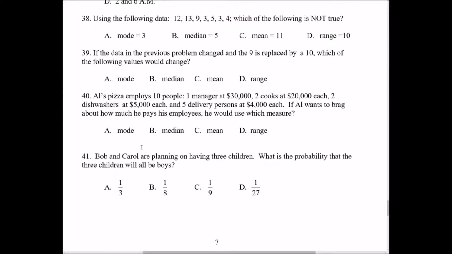The only way I could think about it is to say they have 5 delivery people at 4,000 each. We're going to call that 20,000. Well, 30,000 minus 20,000 is still 10,000. The next closest thing we have to that is again the mean at 9,600.